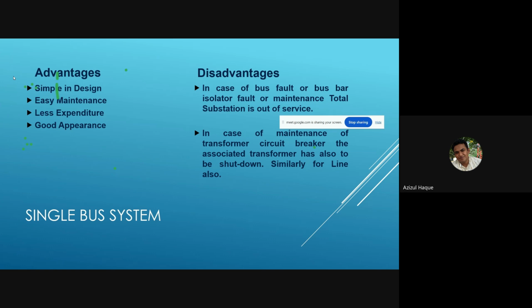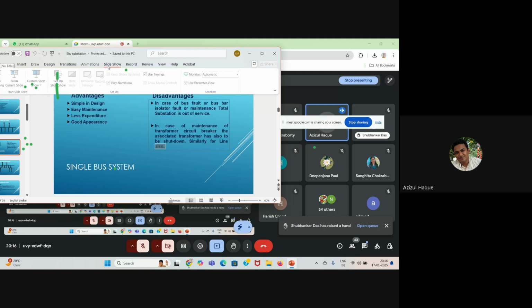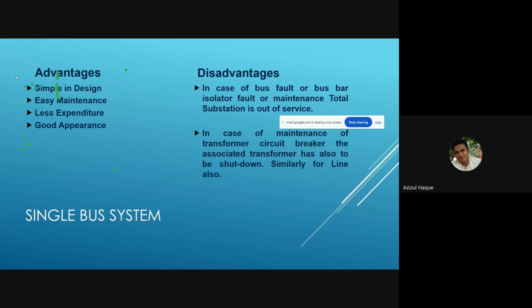But if the fault occurs on the bus, what will happen? The bus will be isolated, meaning the bus will be dead. Once the bus is dead, all the circuits are dead. Power supply will be totally disrupted. All circuits are connected to a single bus, and if there is any fault on that bus, then the entire substation collapses. So that is the main disadvantage. So to upgrade, we use double main bus.